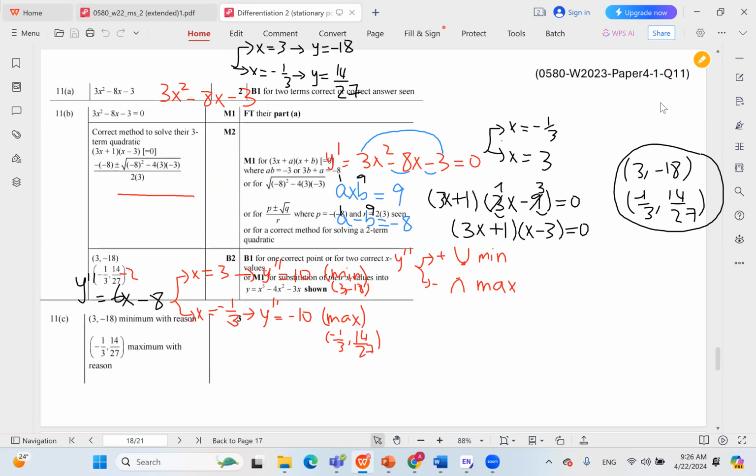So it seems that our answers are correct. 3 and negative 18 is a minimum. Negative 1 over 3 and 14 over 27 is a maximum.